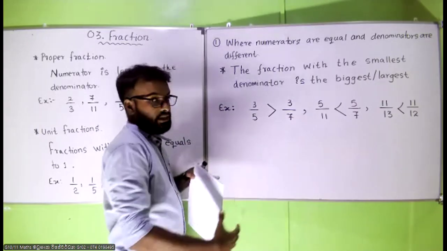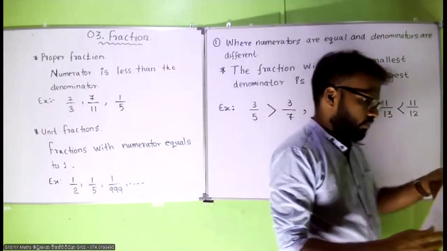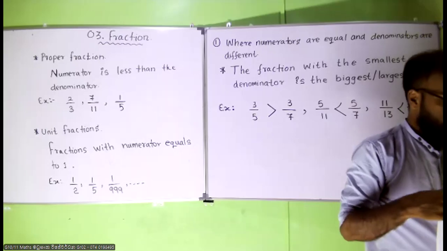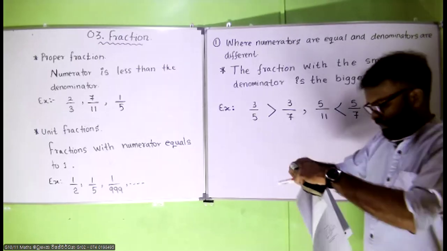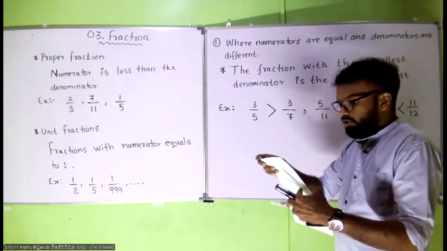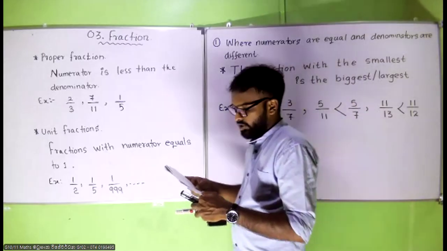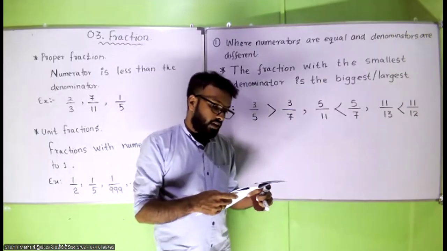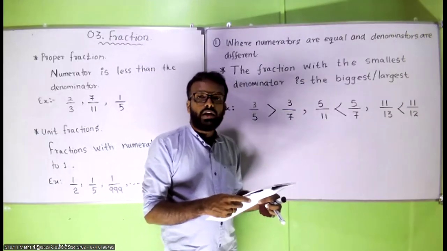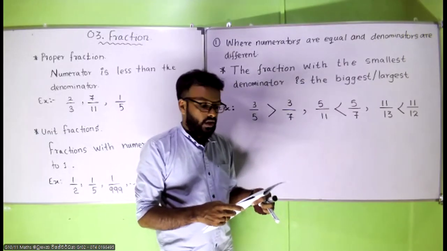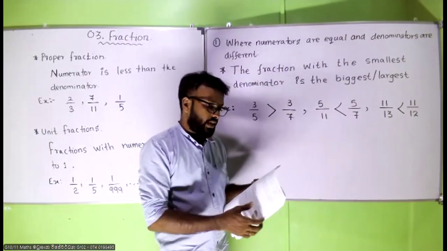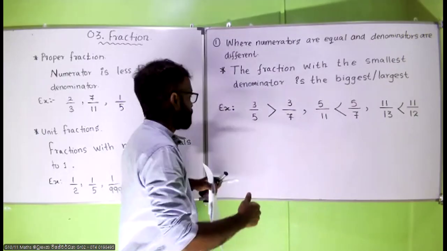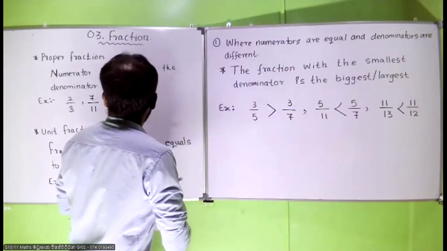Let's move to the next case. Page number 2, where the numerators are different and denominators are equal. So I will do it here.